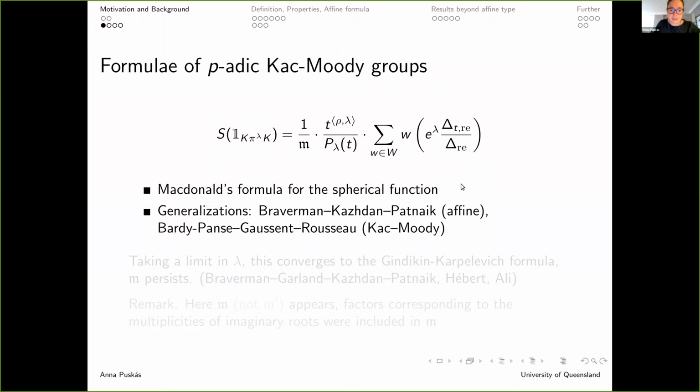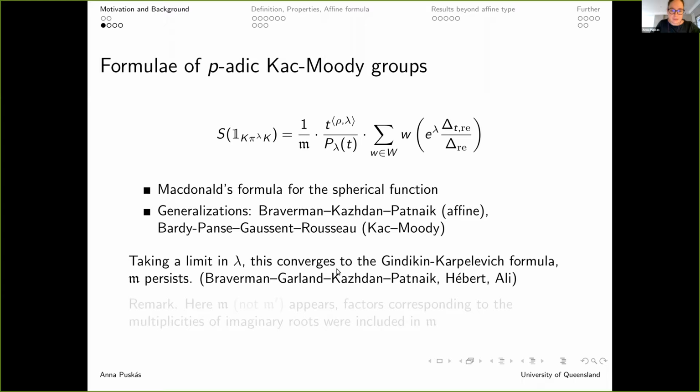And so this has been generalized by Braverman, Kazhdan, and Patnaik to the affine context, and then by Bardy, Pan, Kobayashi, and Rousseau to the further Kac-Moody generality. And this M persists. And it also persists when we take a limit in lambda, and this converges to a Gindikin-Karpelevich formula, which was again done by Braverman, Garland, Kazhdan, and Patnaik in the affine setting.